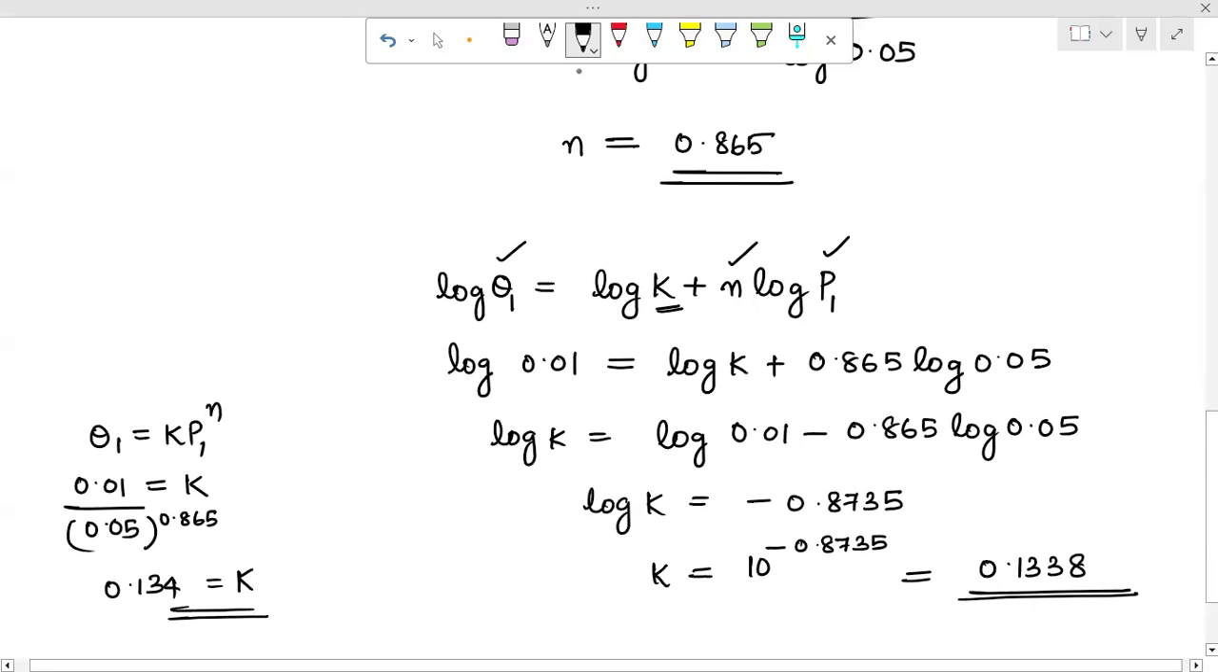That's it. They have asked only the numerical values, so let's stick to the numerical values. These are the answers: N is equal to 0.865, K is equal to 0.1338.